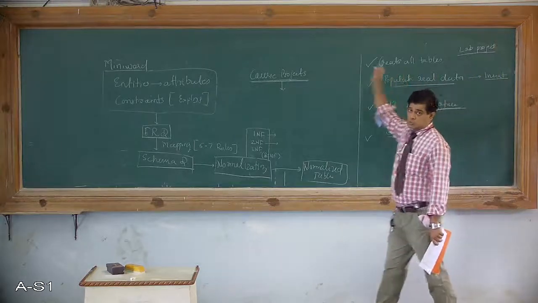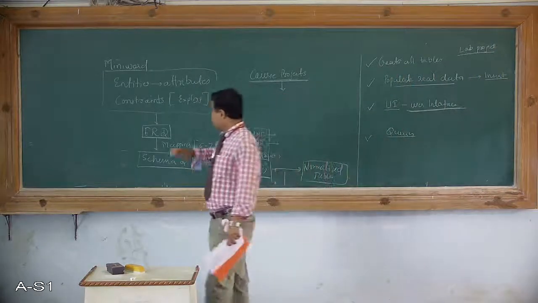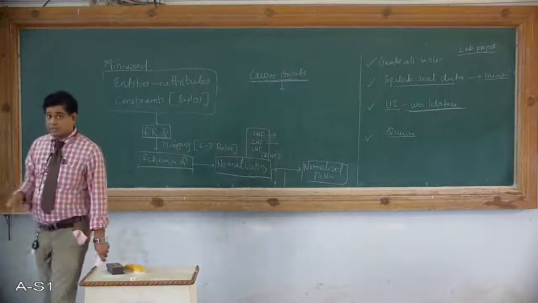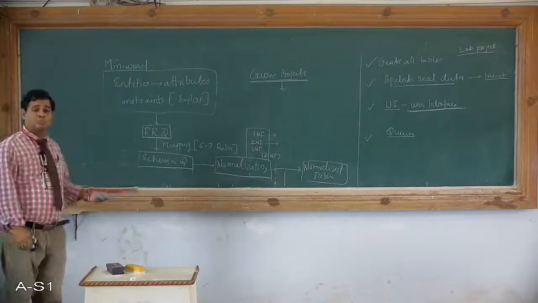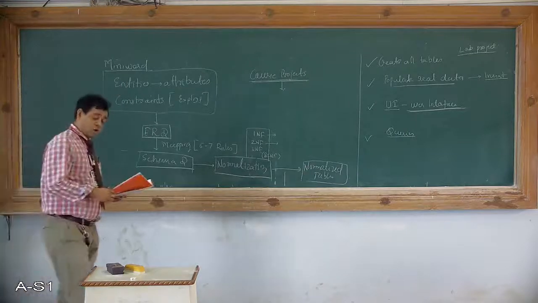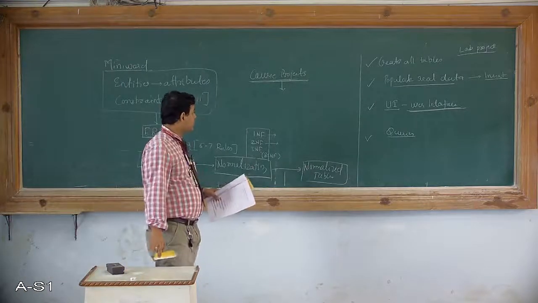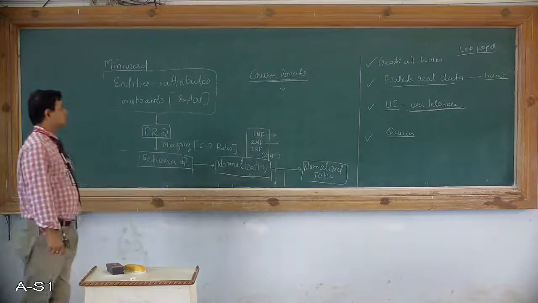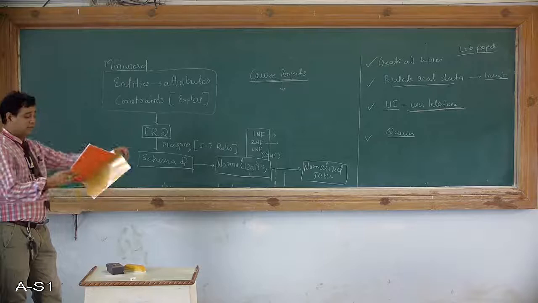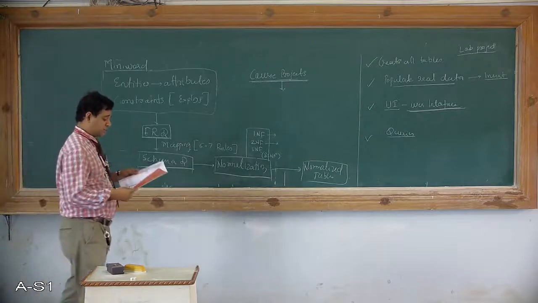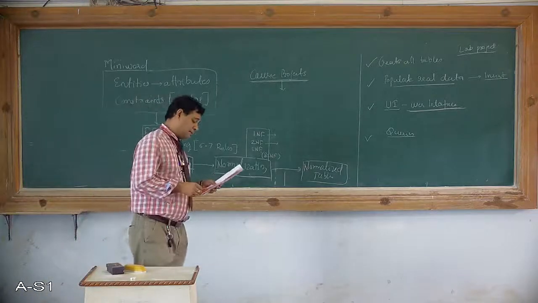Hope it is clear what you should do in the course project and what you should do in the lab project. It is with respect to one problem definition which is already given to you. So these are the different things that you need to do. Is it clear? If you have any doubt, you can text me or mail me with respect to this.